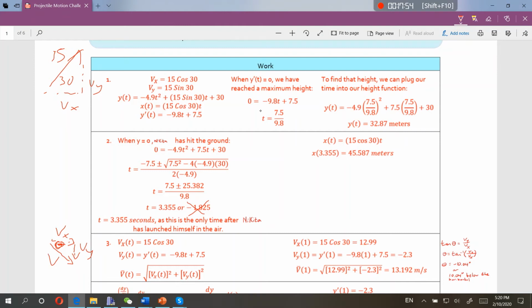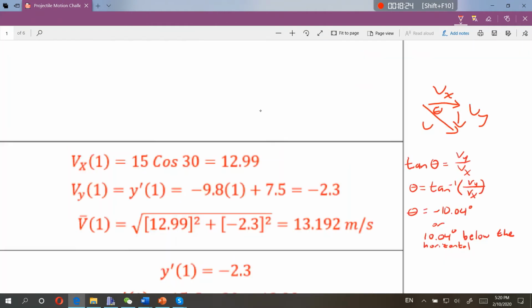Now that negative is just telling us the direction. Right now we are below the horizontal. So that gives us about 10 degrees below the horizontal. If you wrote negative 10, I'll take it. Any questions on part 3?